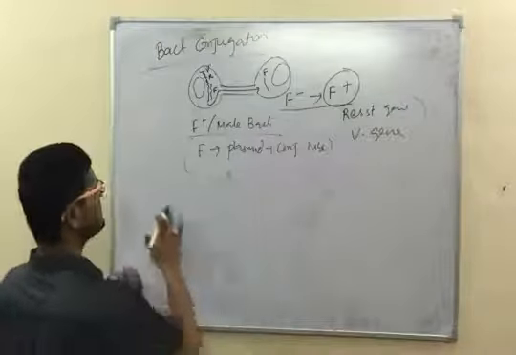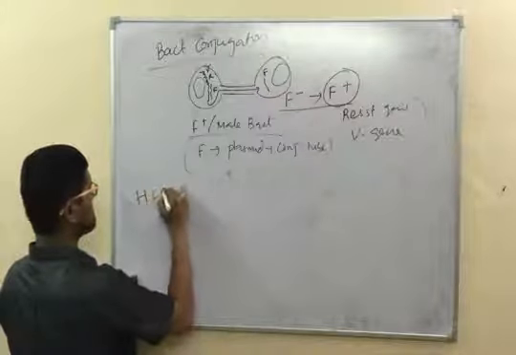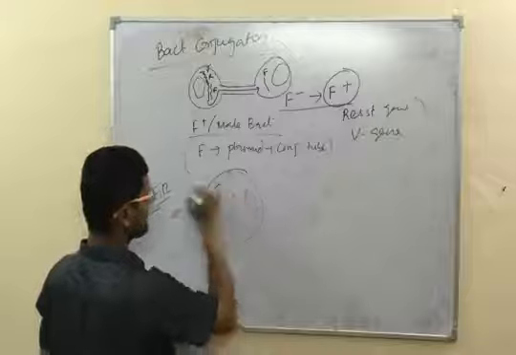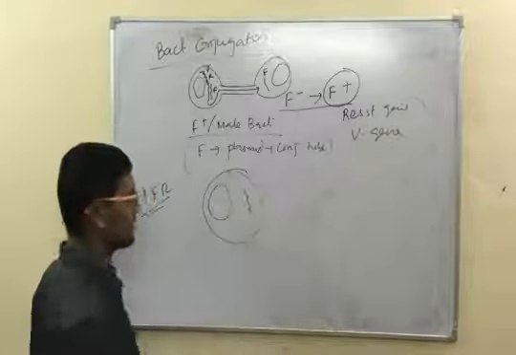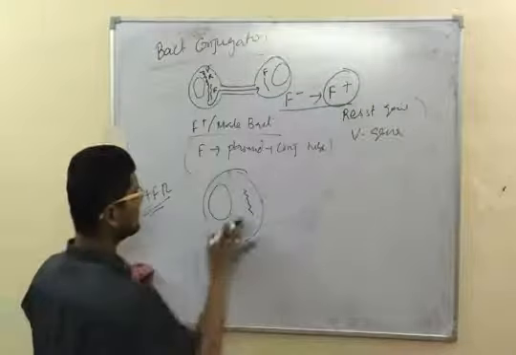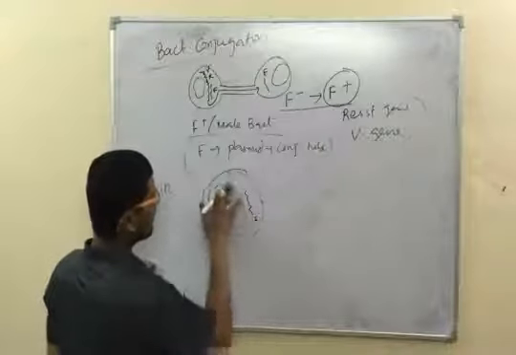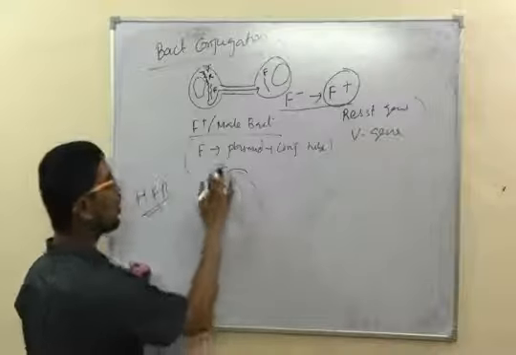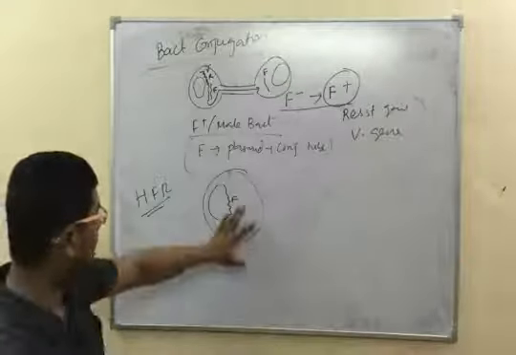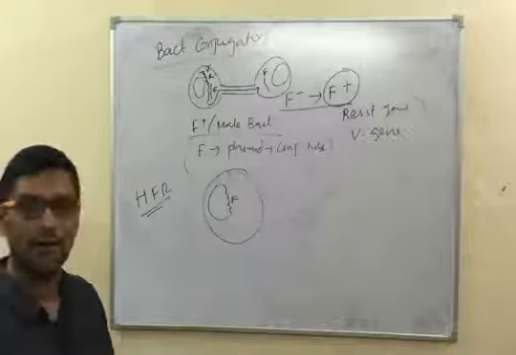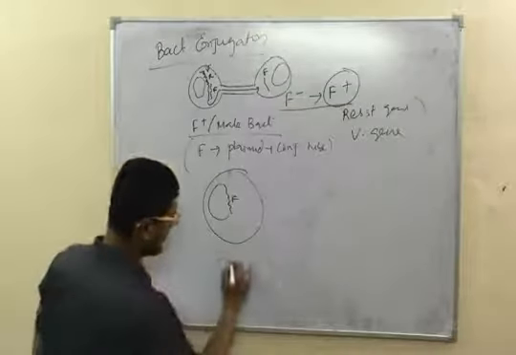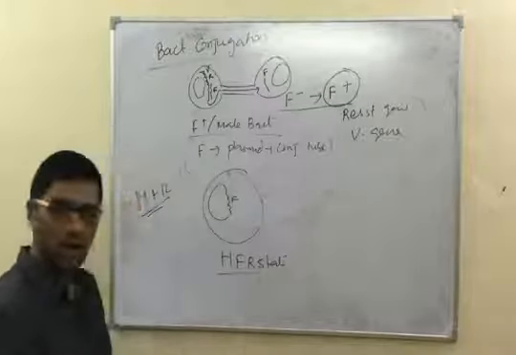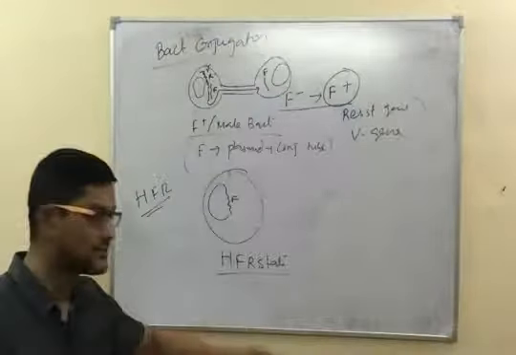Okay, next, what is the HFR state? Here I want to explain that this is the bacterial chromosome and this is the F factor. Sometimes the F plasmid gets integrated with the bacterial chromosome. This state is called the HFR state, high frequency recombination state.